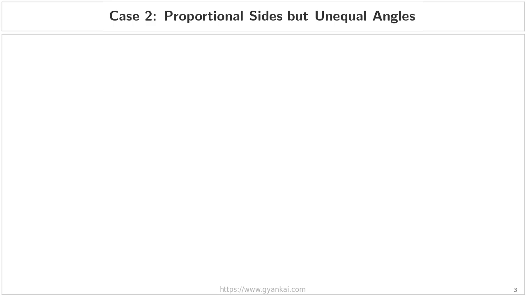Now, we've just seen in the previous example how having equal angles isn't enough to guarantee similarity. But what happens if we look at the opposite scenario? Let's move on to case 2, where we examine what happens when the sides are proportional, but the angles are not. To illustrate this, let's consider two specific shapes, a square and a rhombus.